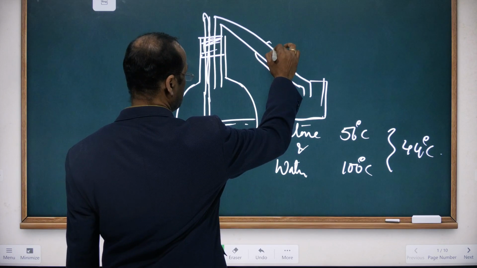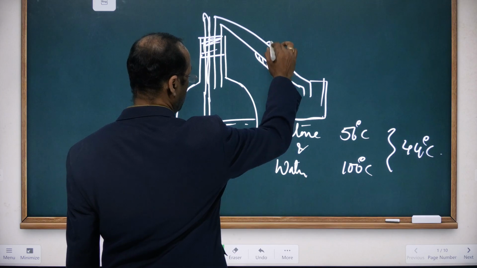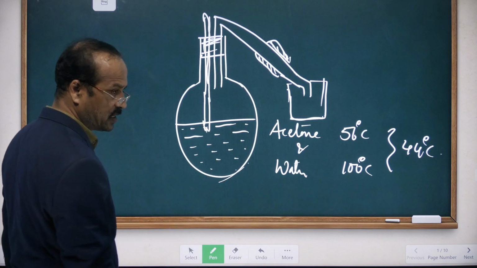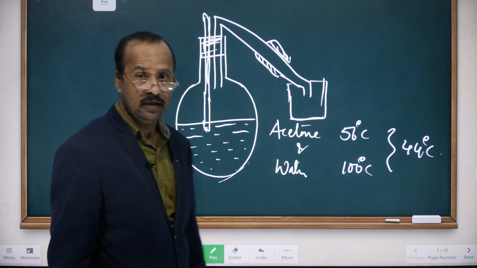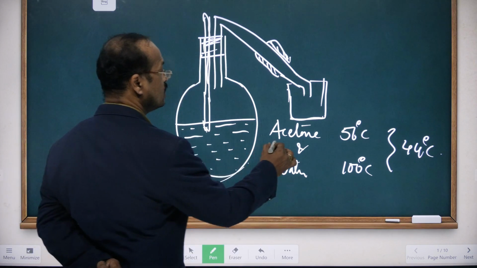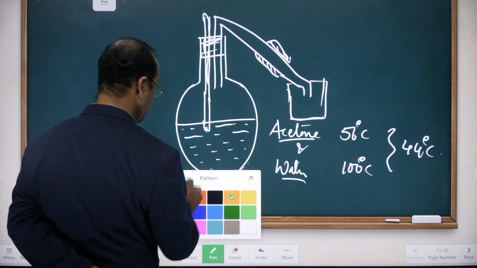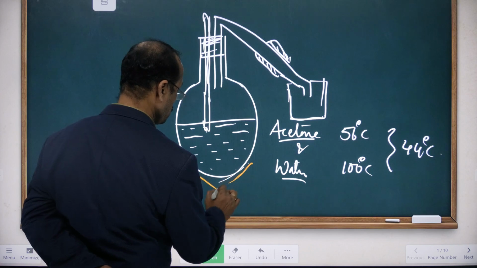Here a condenser also you can put. Condenser you already know, no? A condenser means water which cools the vapor and converts the gas into liquid, right? So here there is a mixture of acetone and water, and here we heat it.